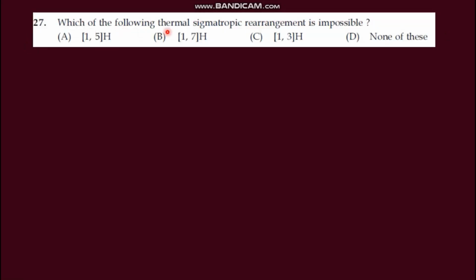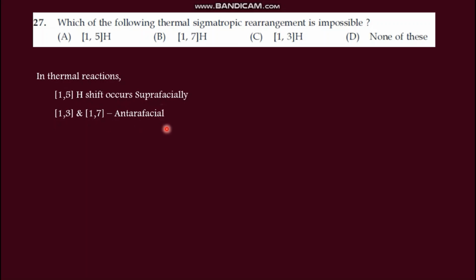Next question, which of the following thermal sigmatropic rearrangements is impossible? In thermal reaction, 1,5 hydrogen shift occurs suprafacially, and 1,3 and 1,7 are antarafacial. In 1,5, 1,3 and 1,7, these numbers represent what? 1,5 means this is a 5-membered chain, 1,3 means a 3-membered chain, and 1,7 means a 7-membered chain. So 1,3 and 1,7 are antarafacial, and 1,5 is suprafacial.